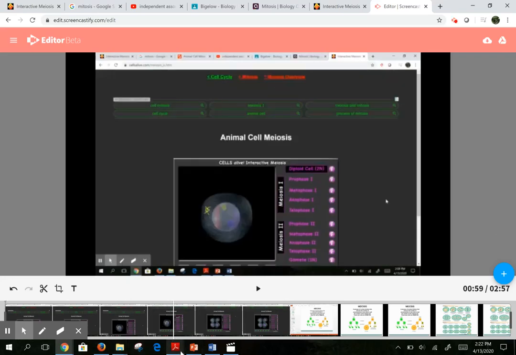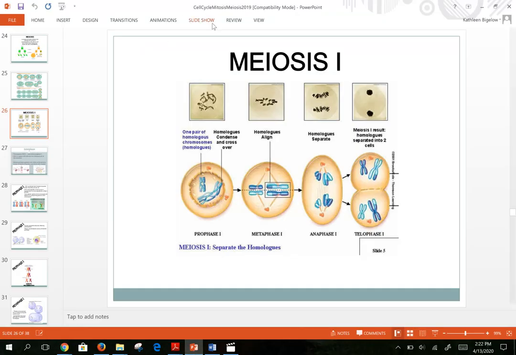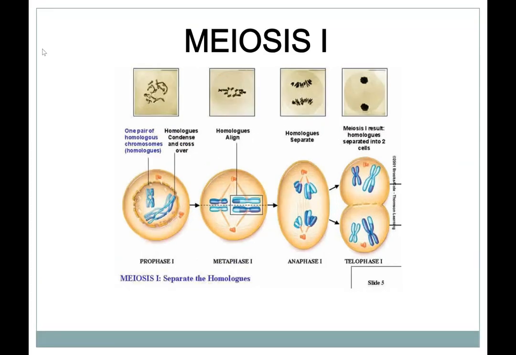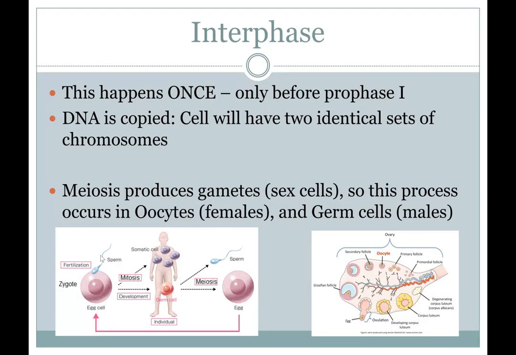Okay, guys, part two of our meiosis screencast. So we'll start with meiosis one. Again, this happens in two parts, meiosis one, meiosis two. The point of meiosis one is to separate the homologs or the homologous chromosomes.